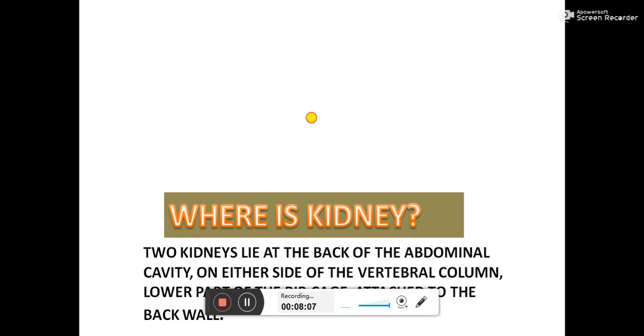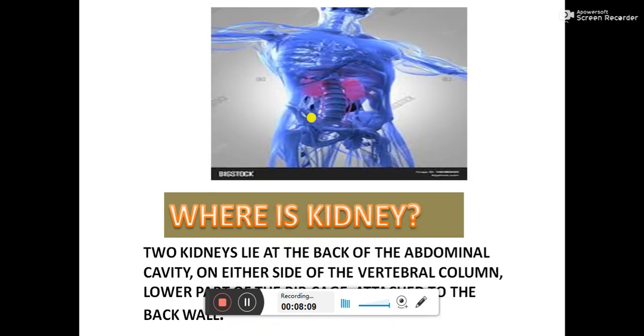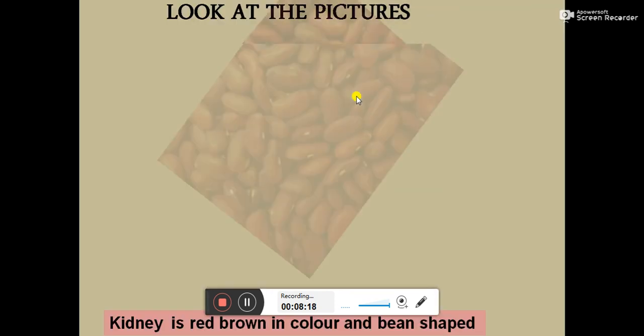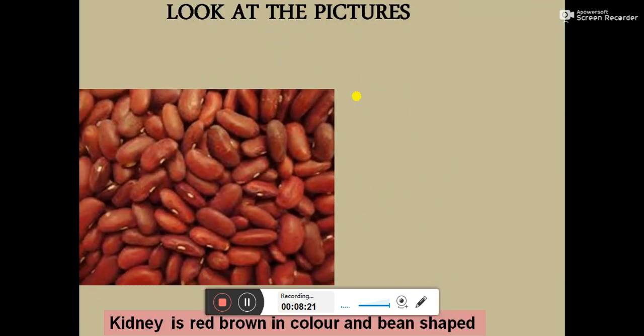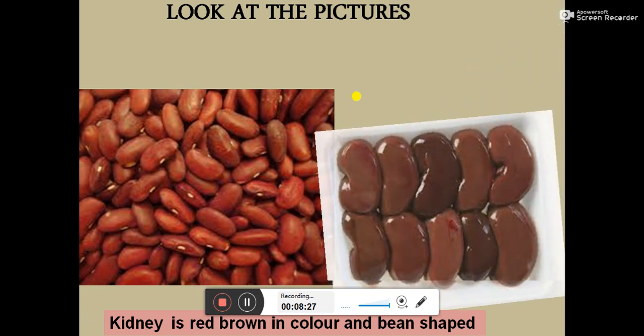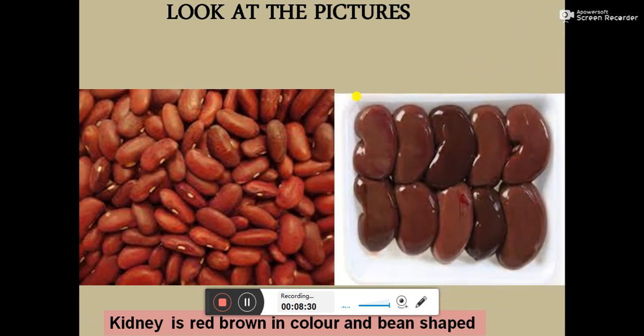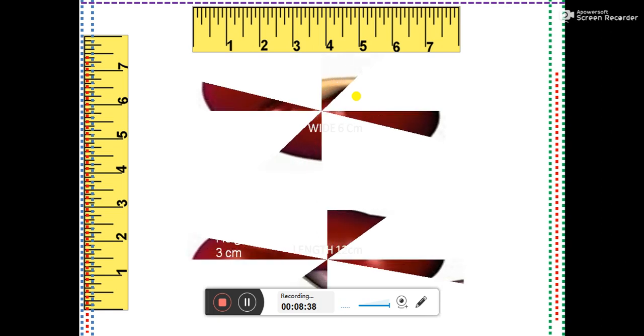If we see the location of the kidney, we will find the kidneys as shown in the picture. Now, look at the pictures. I think you people know this. The right side picture is the kidney. From this picture, you can find that the kidney is red-brown in color and bean-shaped.